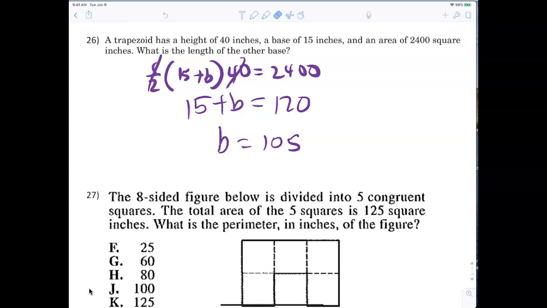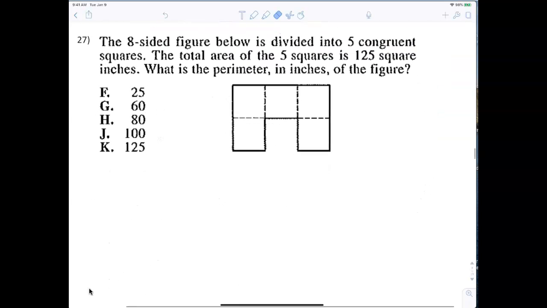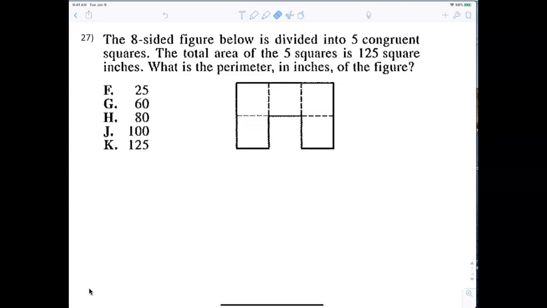All right, 27. The 8-sided figure below is divided into 5 congruent squares. The total area of the 5 squares is 125 square inches. What is the perimeter?